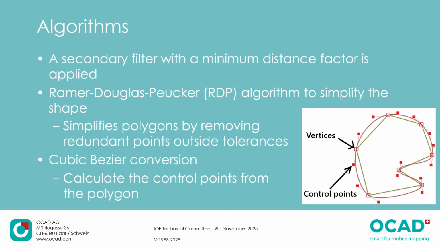So we use three different algorithms to process the data. Firstly, we use a secondary sort of filter to remove any close points along straight lines, for example. And then we use something called a Ramer-Douglas-Peucker algorithm, which will simplify the shape once more using some other types of tolerances. And lastly, we do a Bezier conversion, where we take the polygon and calculate the control points for the Bezier curve. And then that's the data that is then stored.